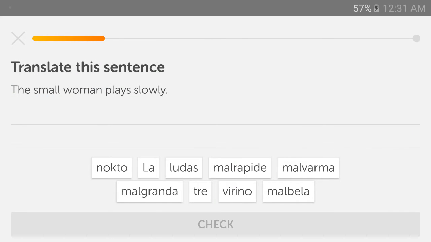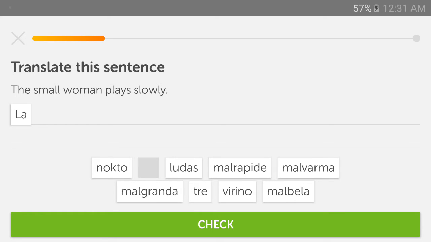The small woman plays slowly. La small. Mal. So in Esperanto, to simplify things, so you have to memorize fewer words, like I said with viro and virino, you have a default being male and then feminize it with a suffix. Same thing goes with other words. So if you learn fast, rapide, you can make slow by putting the prefix mal in front of it, which you might think is bad from Latin, but it doesn't mean that in Esperanto. It just means opposite of. So mal rapide is slow. Mal varma is cold. Mal granda is small.